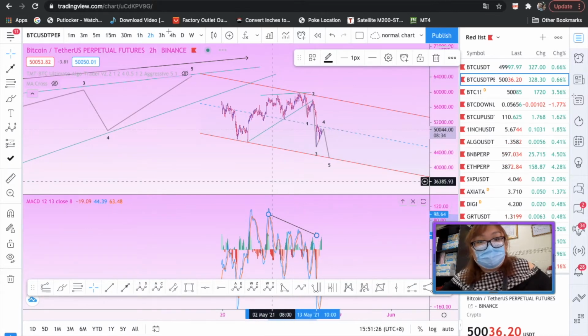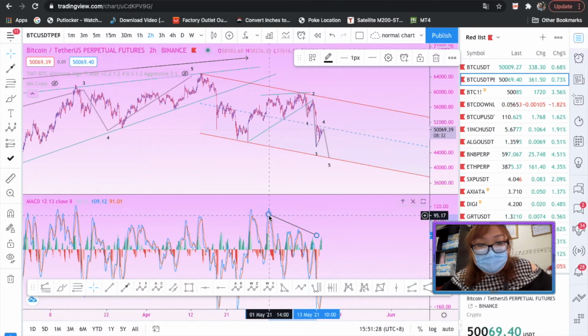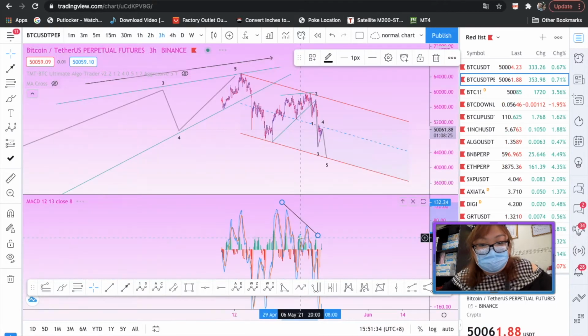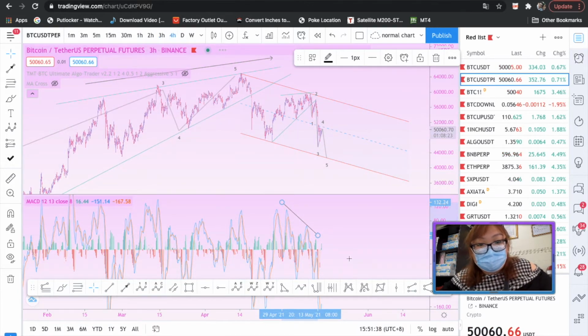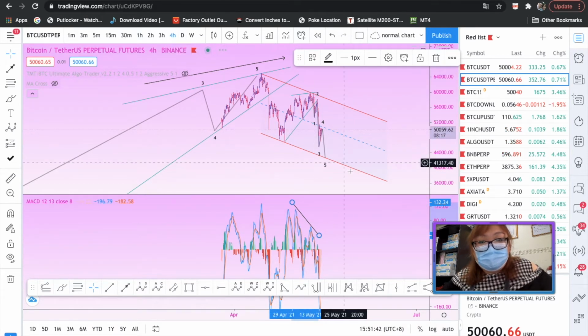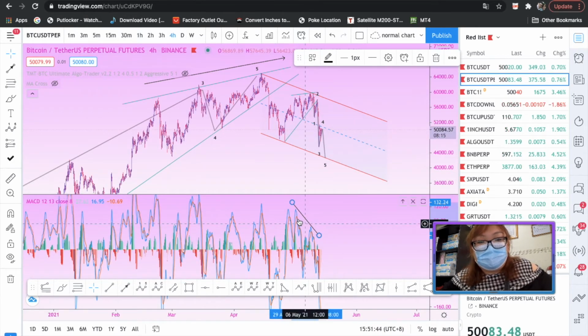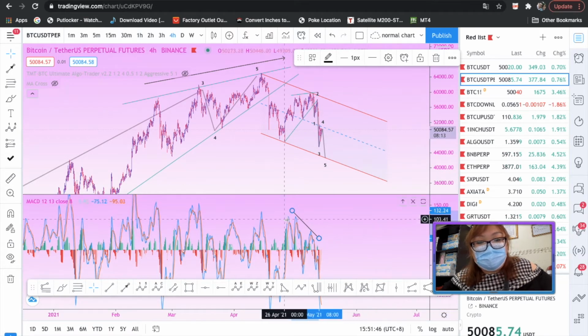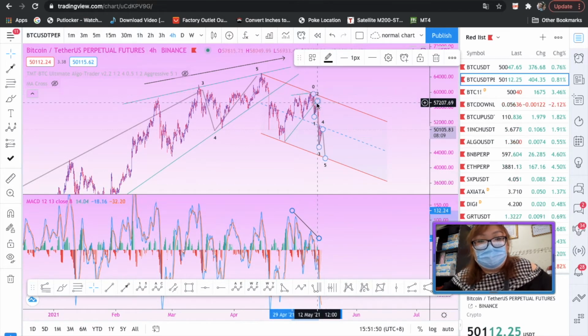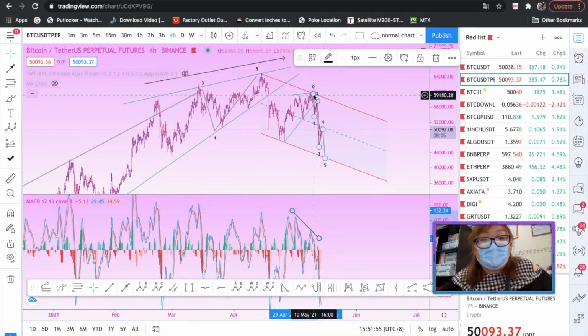And then 2 hours. On the MACD, we have the same thing. 3 hour, we have the same thing as well. And 4 hour, we have the same thing as well. So that highly recommends that the market has already printed a lot of bear divergence right here. That's why I decided that the market might just reverse right here.